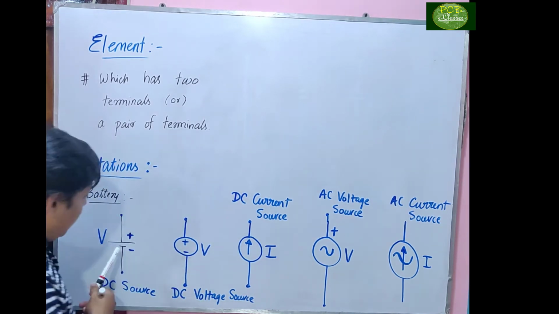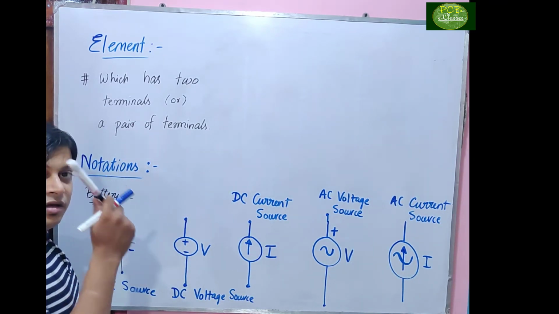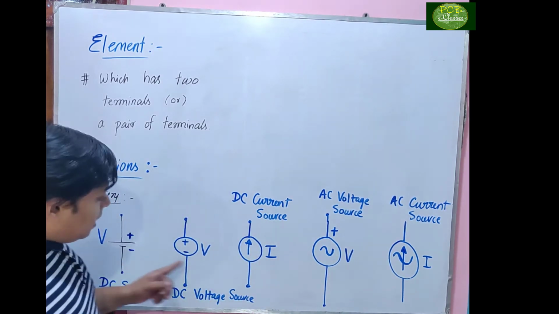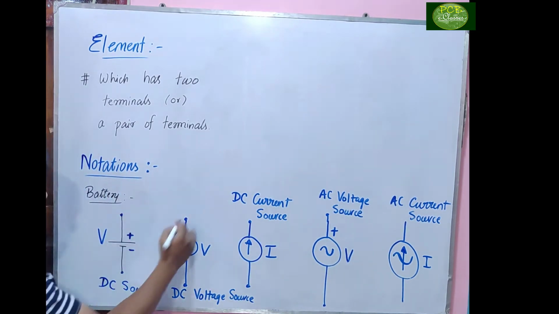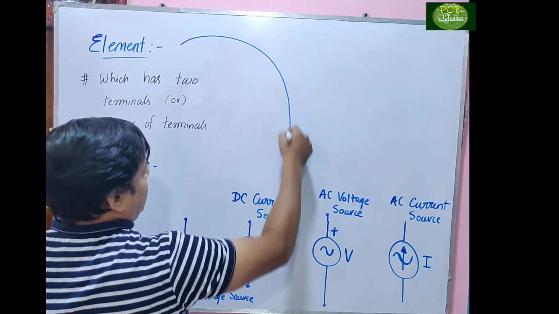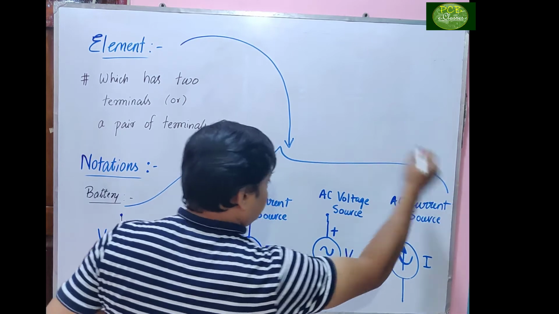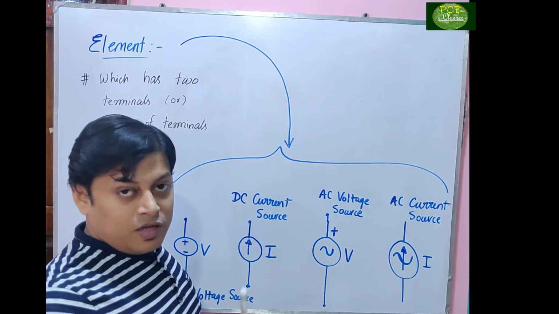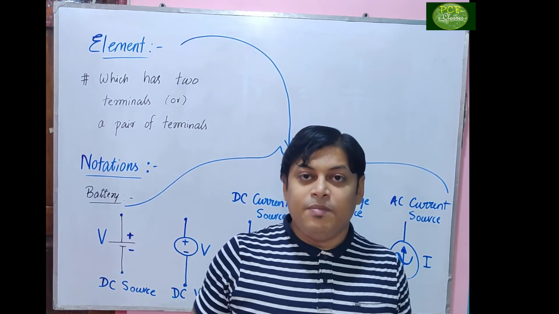Fine. This each and everything what we have represented here will be representing throughout the subject the same one. And this all are said to be the elements because everything is having a pair of terminals. So all are said to be the elements. Clear? This is all about the element. Let us move to the type of elements.